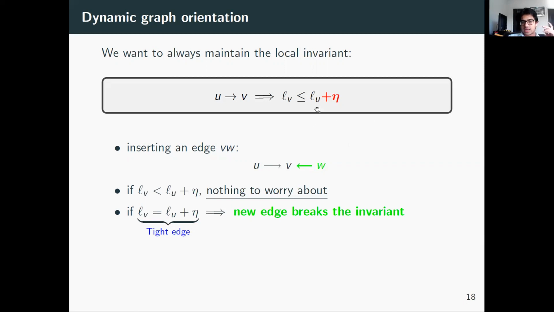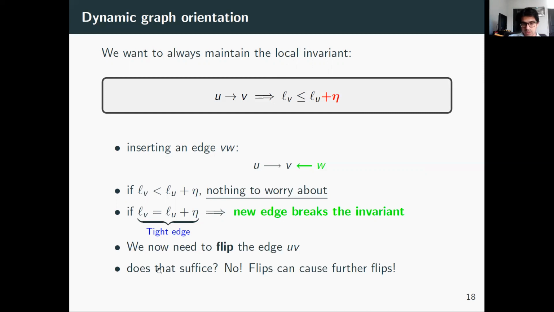Now adding another edge is going to make this local condition false. So we need to fix it, right? And the way we fix it is we now want to flip this edge uv such that the load of v goes back to what it was earlier, but now the load of u increases, right? So does that suffice, flipping one edge?